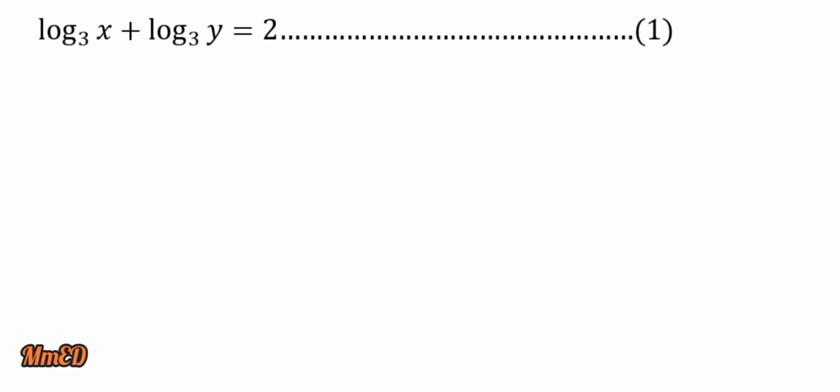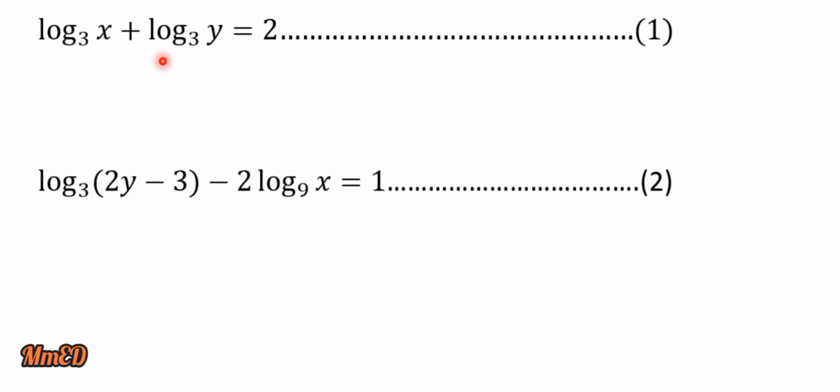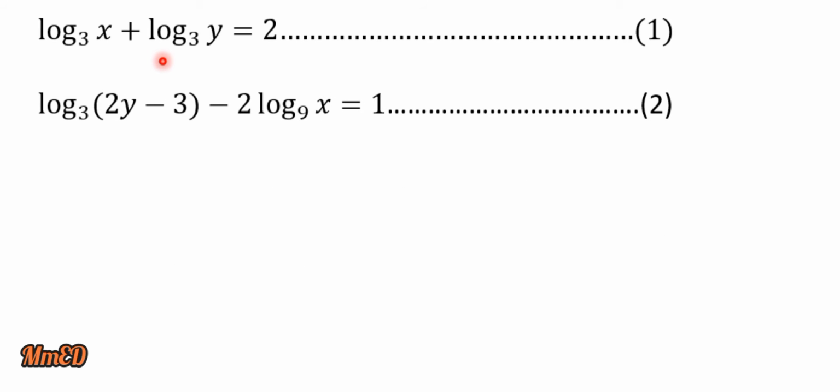We start by giving each of the equations a specific equation number. So we make equation 1 for the first equation and equation 2. Okay, so I'll start by simplifying equation 1 by applying the laws of logarithm.